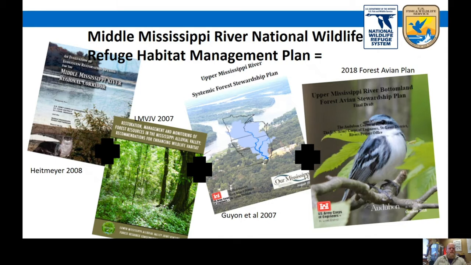To the left, the Middle Mississippi River HGM, a 2008 Heitmeyer. The Lower Mississippi River Joint Venture Forest Resource Working Group plan from 2007. And third, the Upper Mississippi River Systemic Forest Stewardship Plan from 2012. And last but not least, the latest 2018 Forest Avian Stewardship Plan, since the U.S. Fish and Wildlife Service loves to manage refuges for birds.